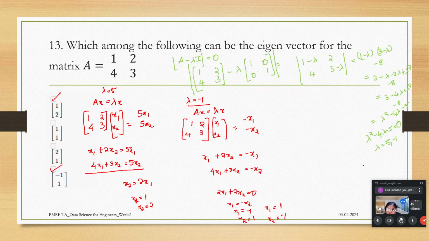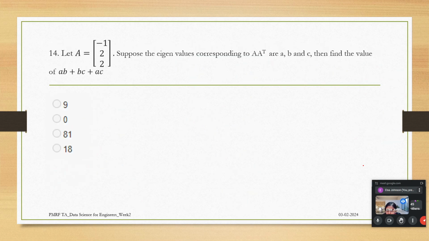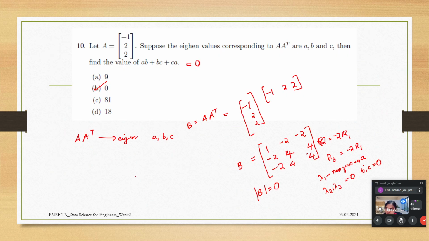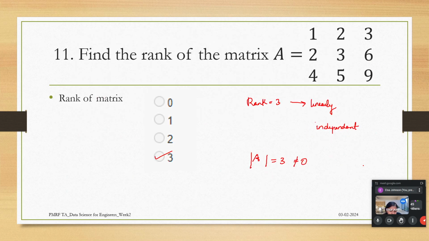Now, this we had already seen last time. A equals [-1 2 2], suppose the eigenvalues corresponding to A transpose are A, B, C. Find the value of AB plus BC plus AC. This is the same question, we have seen it earlier. From 11 onwards, these are the questions from the Jan 2023 session.